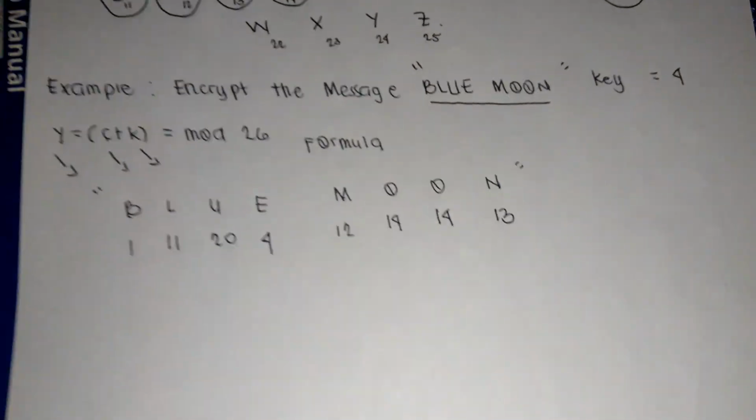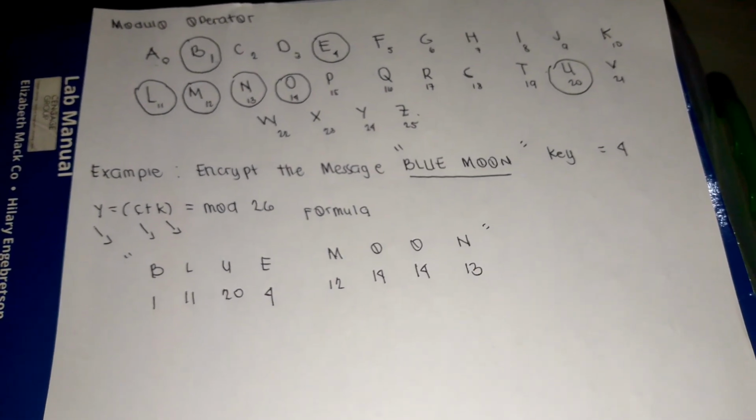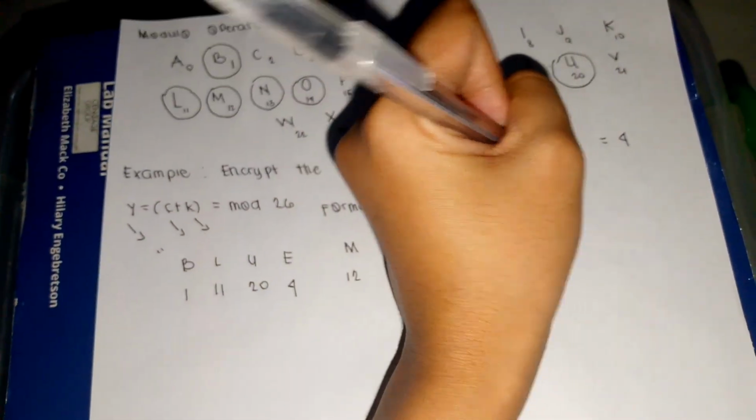Now, we already know the corresponding number of each letter. Okay? Now, what we are going to do next is plus or add the key.